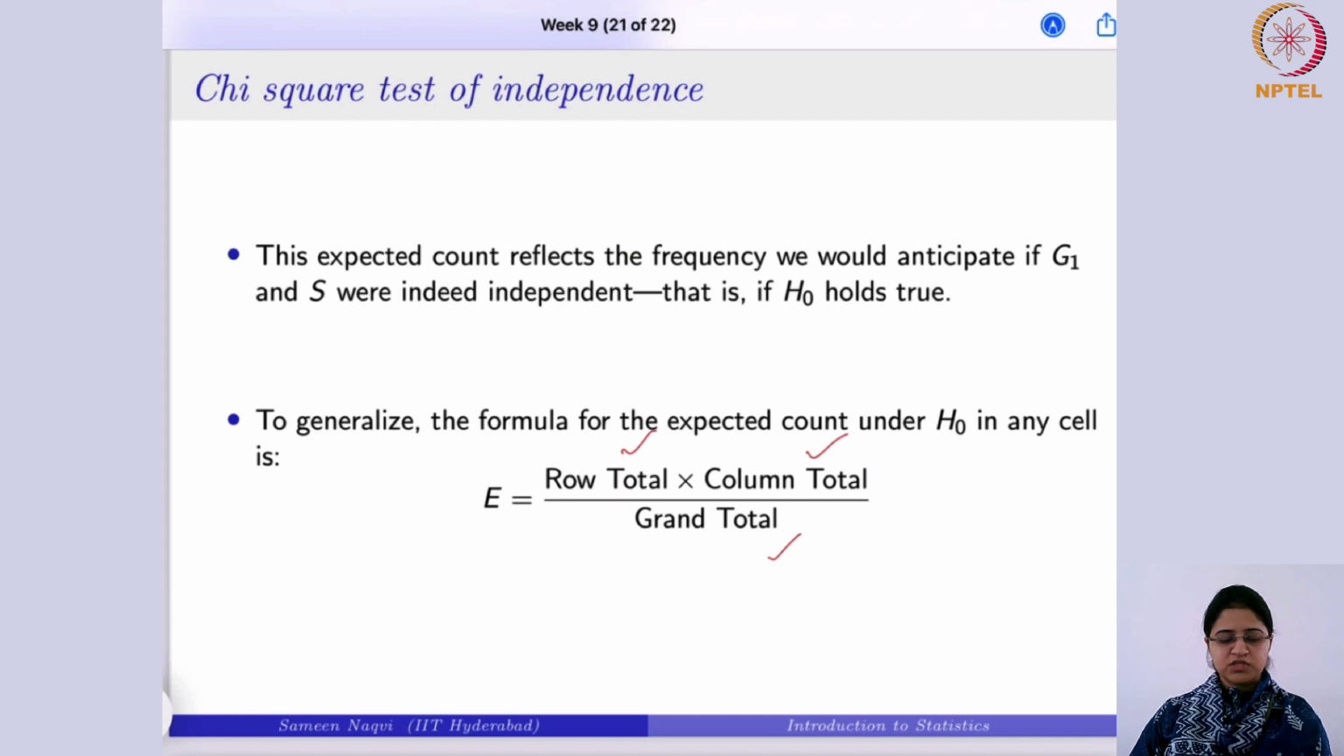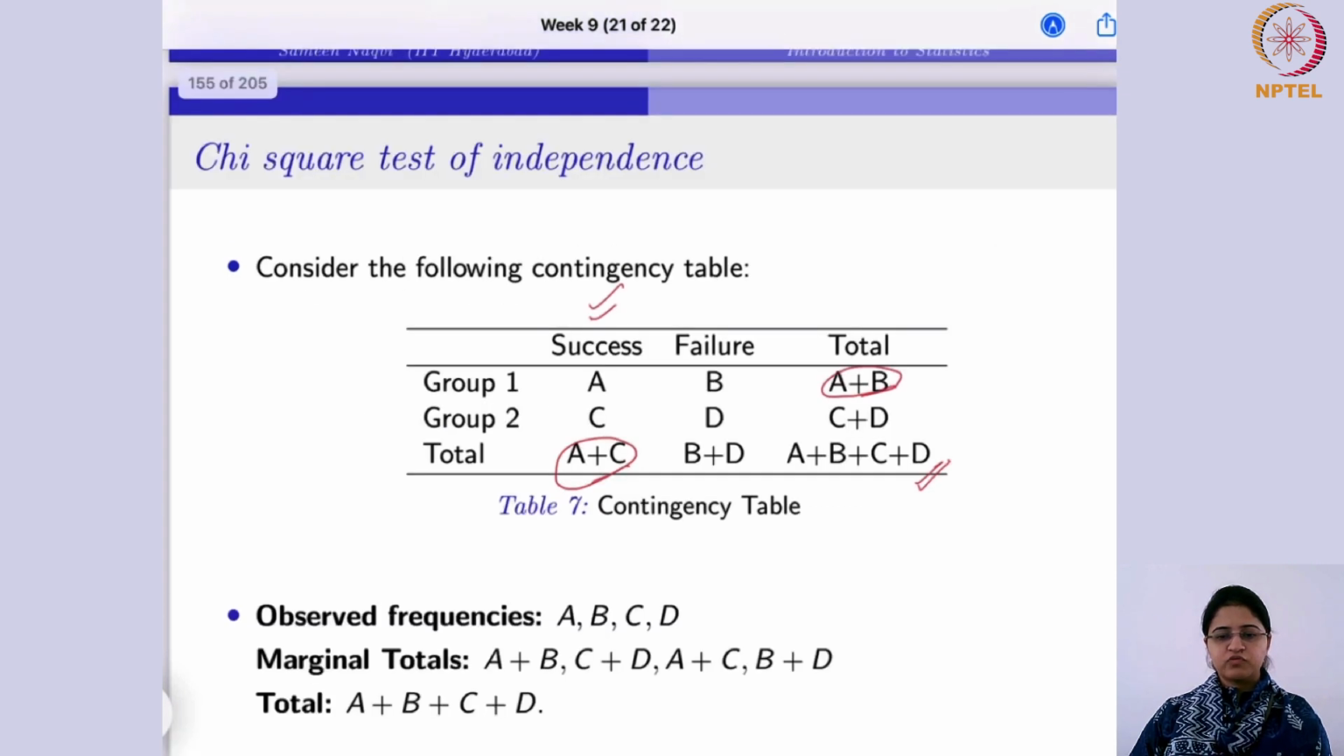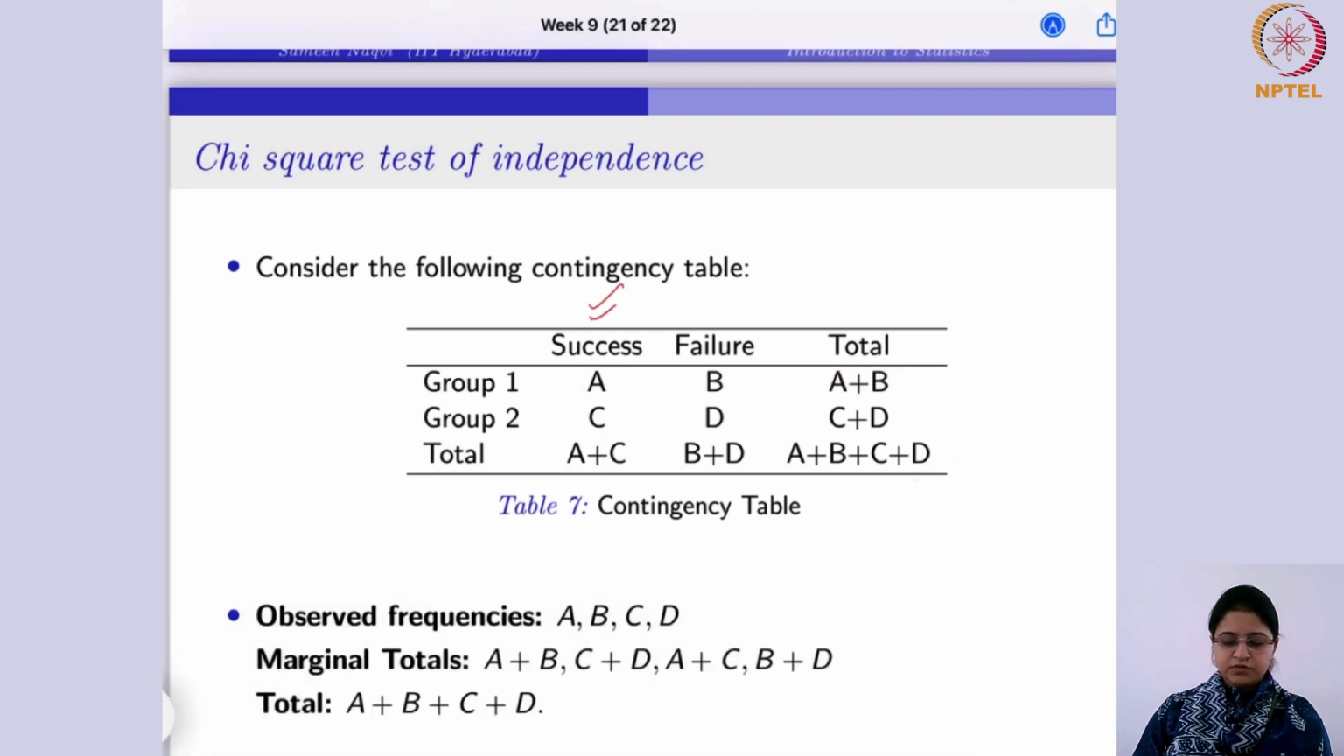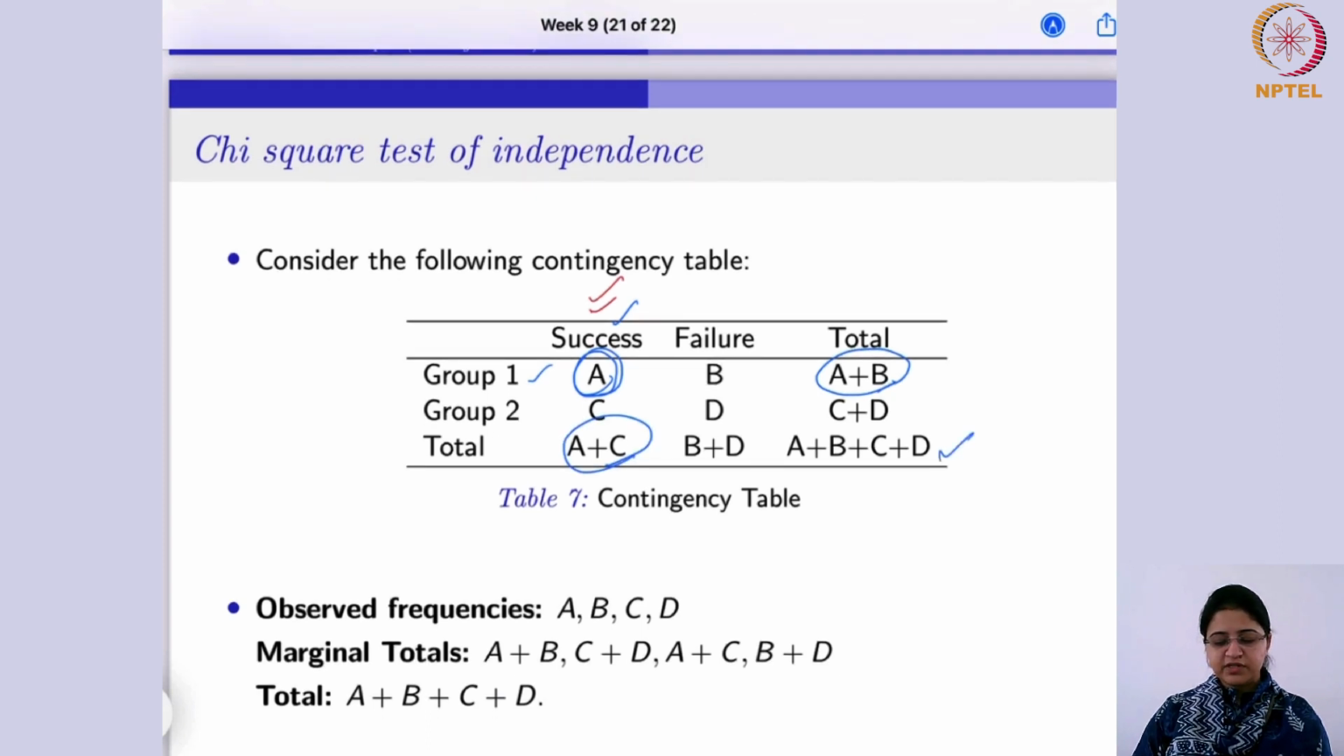So if you see over here, these are the row totals, right? If you have to find for A, what we did is divide A plus B and A plus C, right? This corresponds over here. So let me just use a different color. If I am interested in this particular cell, it corresponds to success and group 1. So this is my row total and this is my column total. So I'll multiply these two and divide by this.